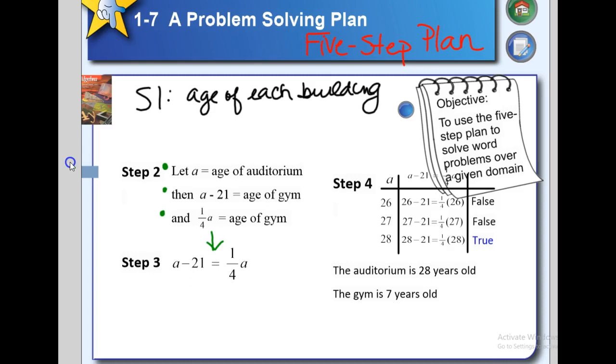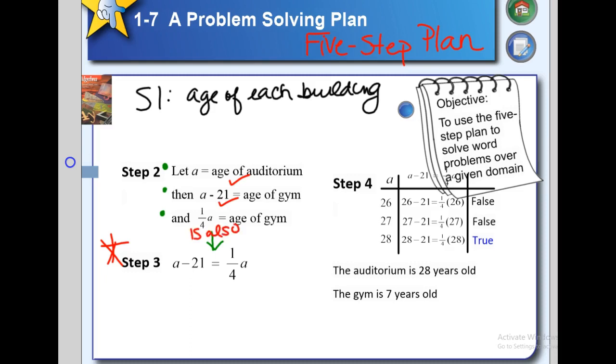So everybody look at step number 3. Look at my equation. Does that make sense to everyone? Yeah, it does, okay? Because it says "is also": the first age of the gym is going to equal the second equation that has to do with the age of the gym. "Is also" was your key words there.